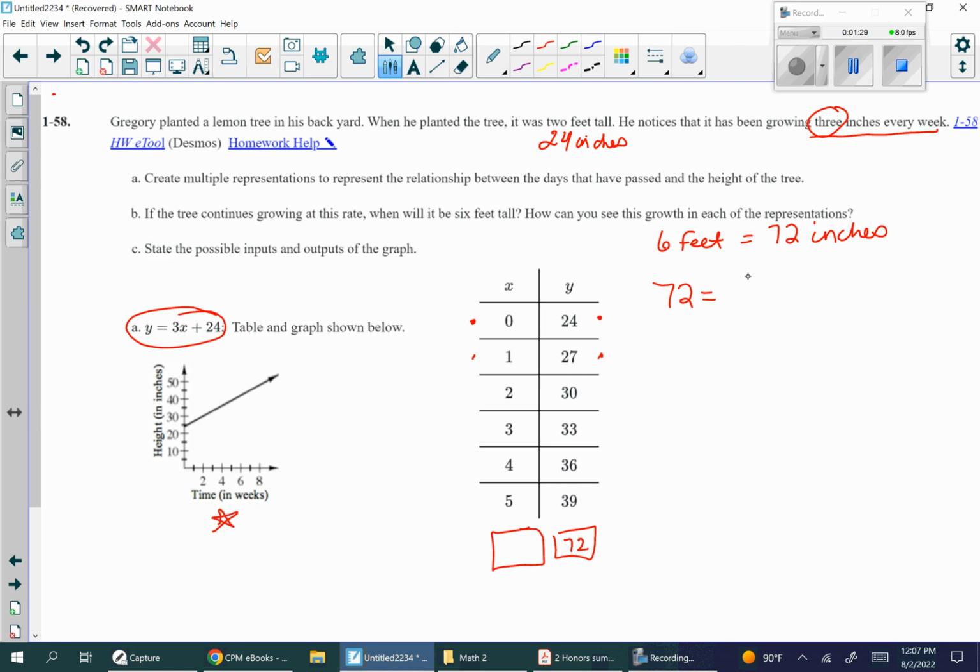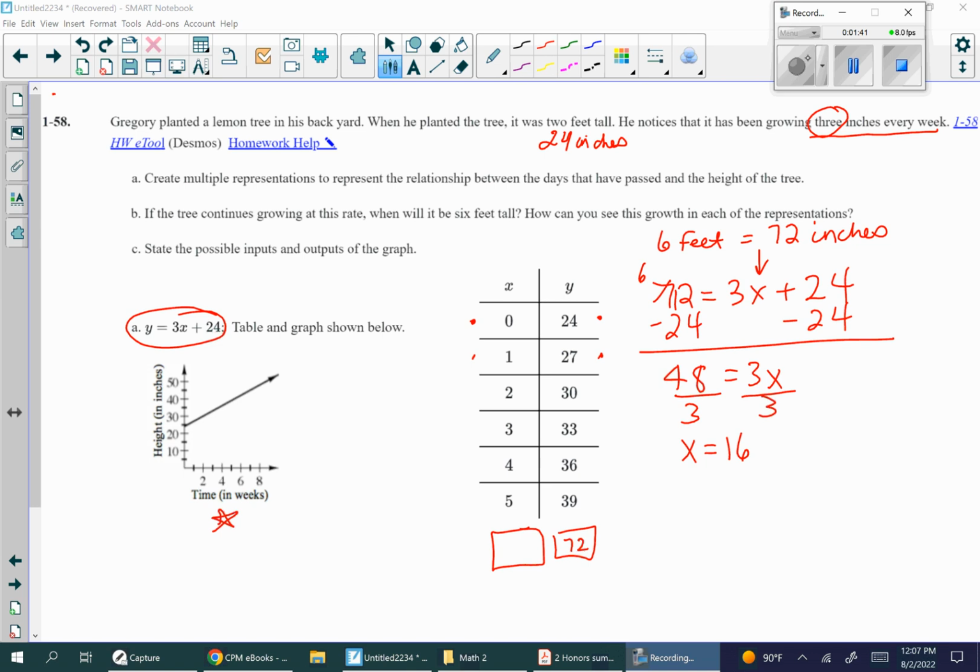So I can just substitute 72 into 3x plus 24, and I can solve this equation like normal. And that will tell me the X value when all is said and done. So when I solve this equation, I get x equals 16, and that means after 16 weeks, my tree will be 6 feet tall. Kind of a crazy, fast-growing tree.